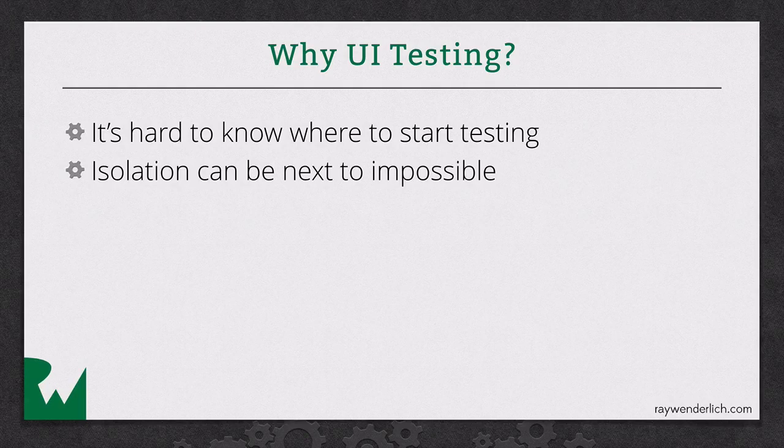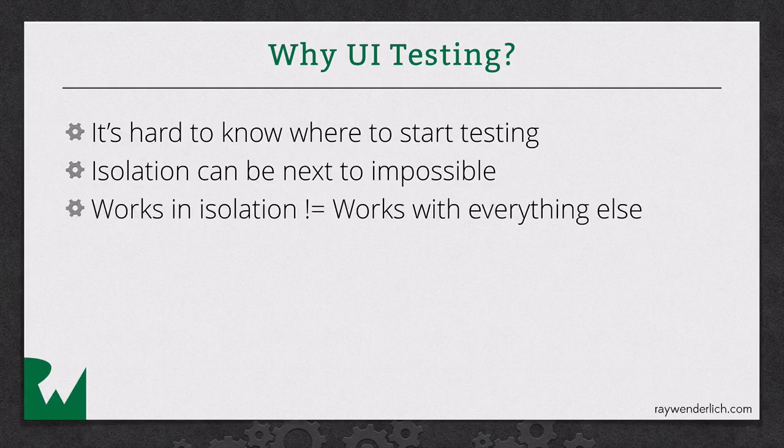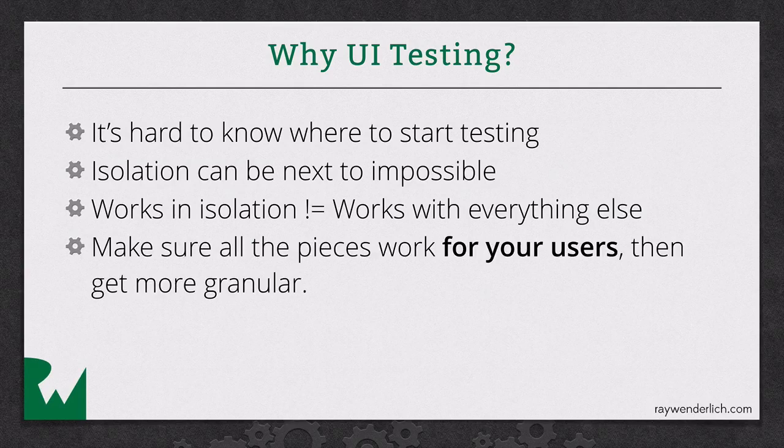So even if you do have those unit tests, which test that everything works in isolation, sometimes there are pieces that don't fit together quite right or behave in ways that you don't expect. And UI testing is actually really helpful for both of these circumstances, because you make sure that all of the pieces work together for your users, and then you can get way more granular. You're creating a safety net for yourself by making sure that things are always working for the users. With those UI tests, you have this assurance that you haven't broken anything user-facing with your refactoring.